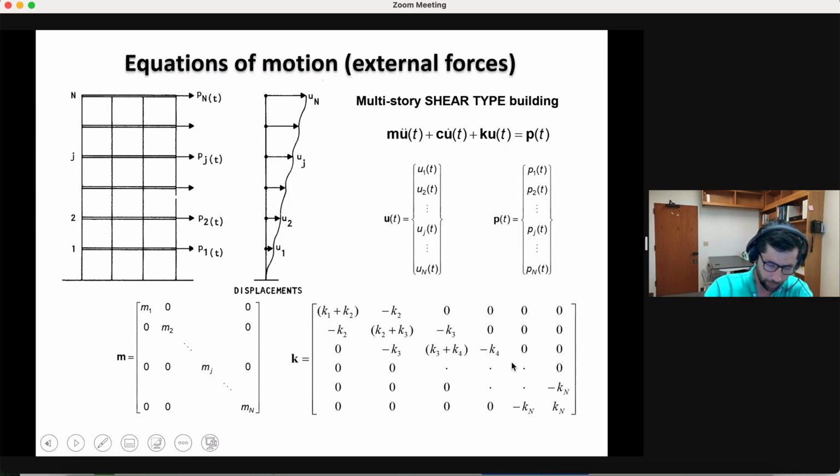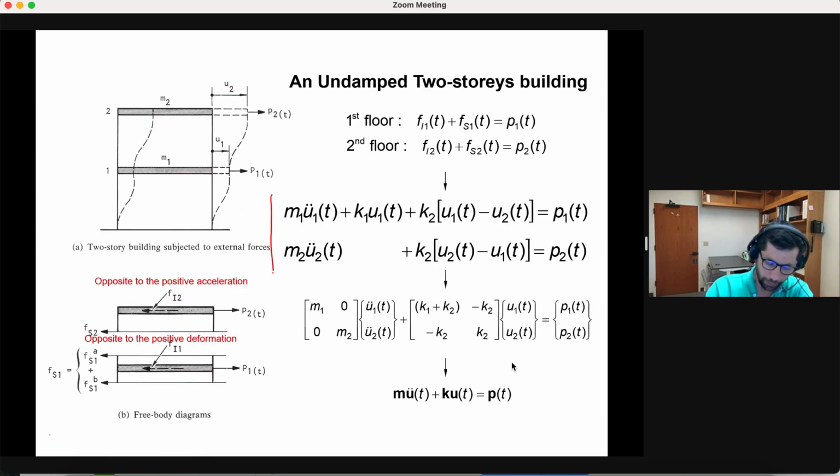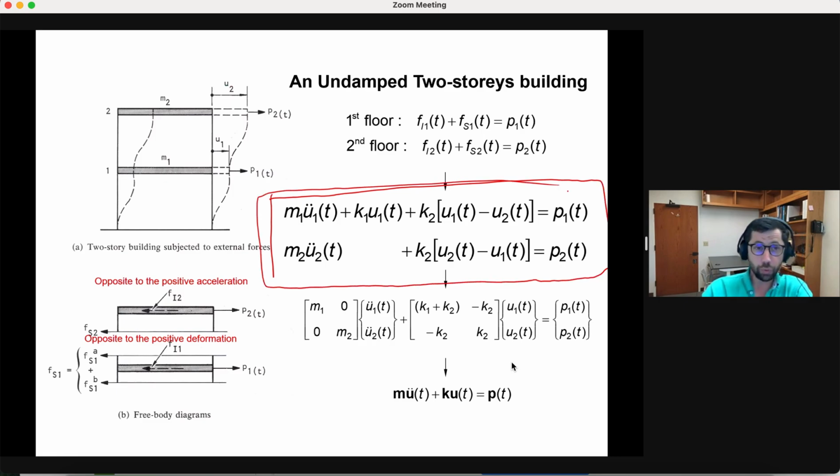In this problem, which is written here for a 2 degree of freedom system, I have two equations of equilibrium. One equation for level 1, another equation for level 2. These equations of equilibrium, in this very moment, are coupled equations of equilibrium, meaning they cannot be solved independently. As of now, I have variable 1 and variable 2. I have two equations and two variables. This is a system of equations.